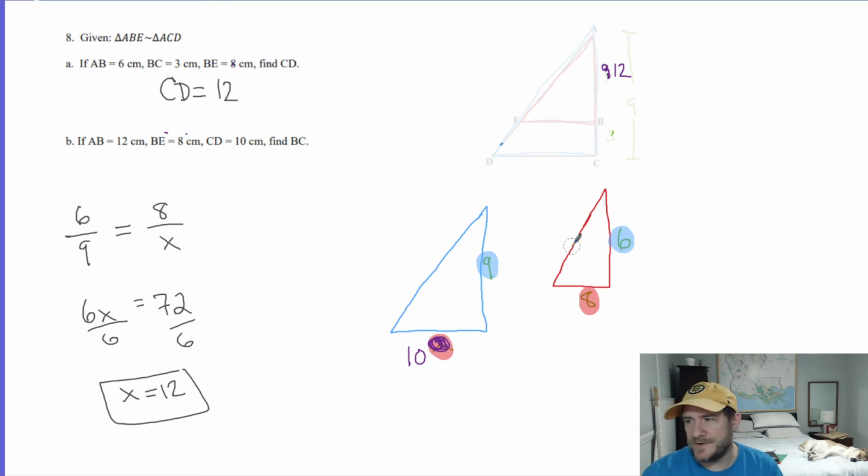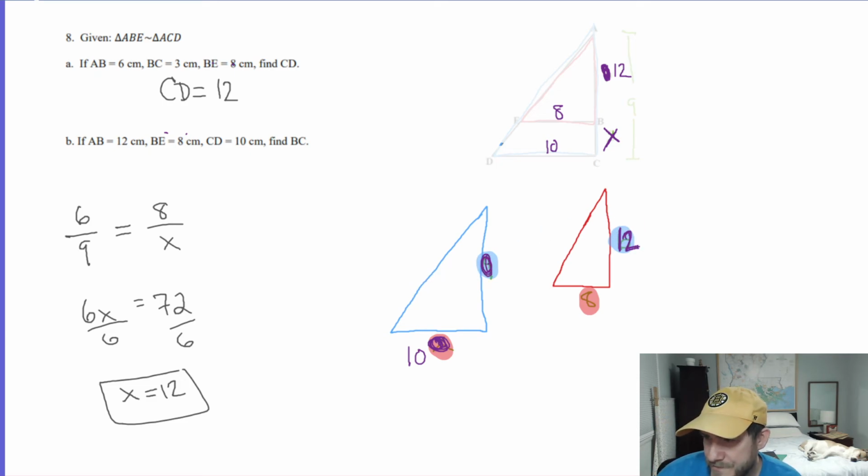They're saying solve for BC. Well, BC is this part. So that's what we don't know. What else did they tell us? BE was 8. 10. Okay. All right. We got two choices. My preference would be that if this is 10 and this is 8 and this is 12, then we got two choices.